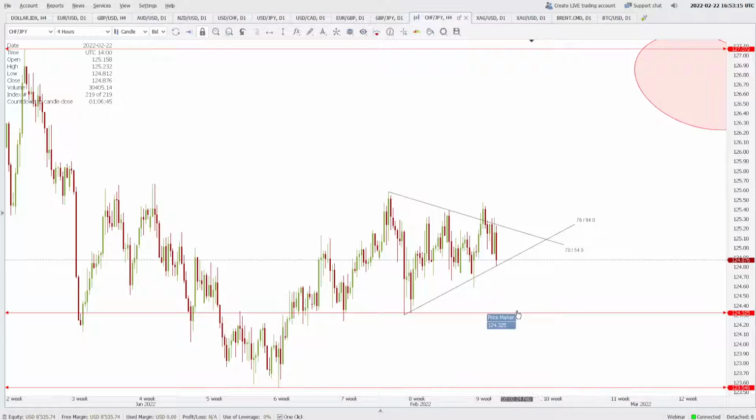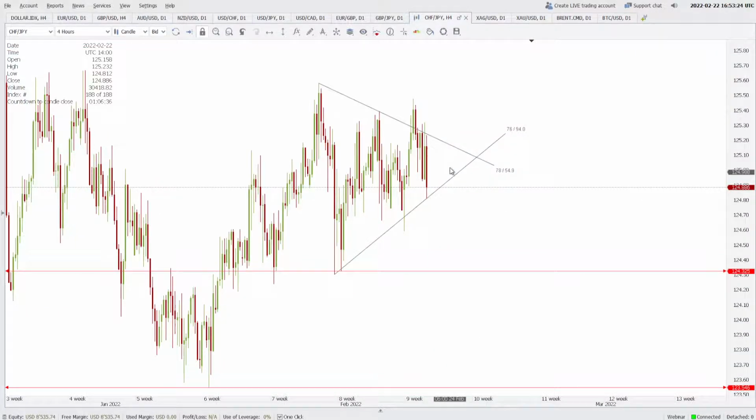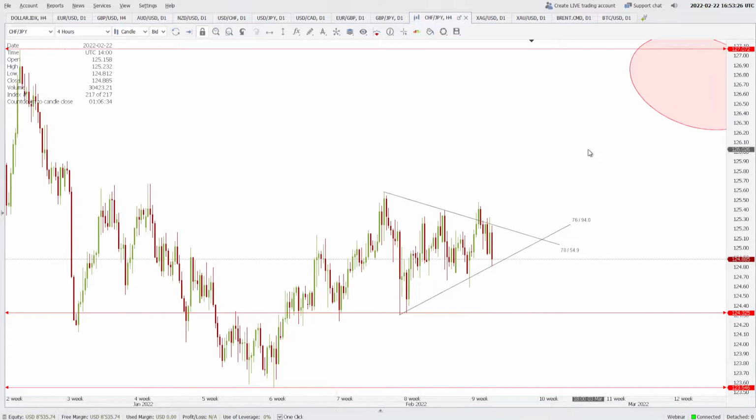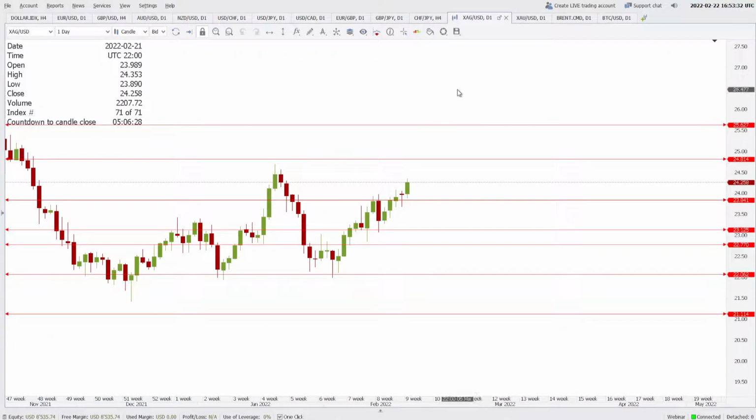Right now the price is trying to go towards the support of 124.32. After that, 123.54 is the next support. On the contrary, if the price starts making higher highs here, 127.07 is the next resistance that I'm trying to keep an eye on.